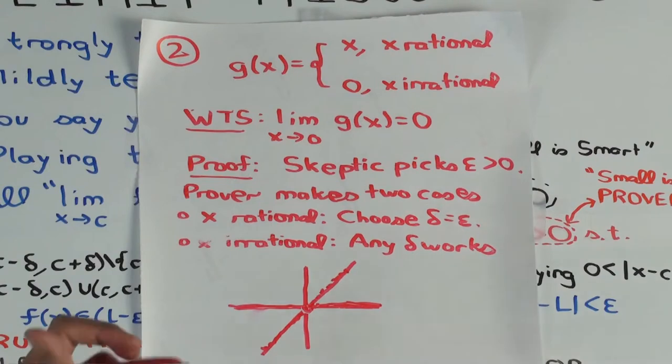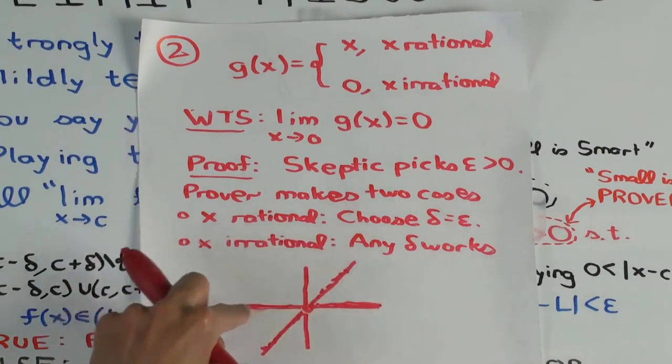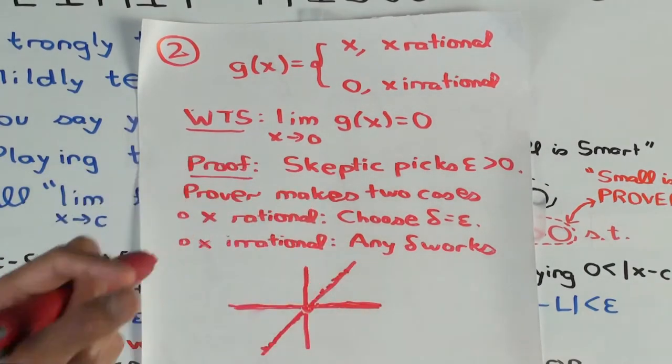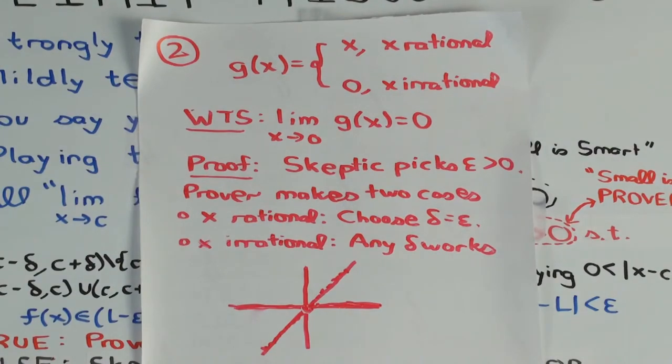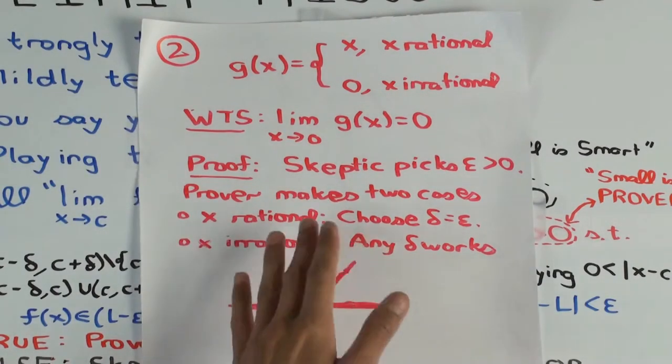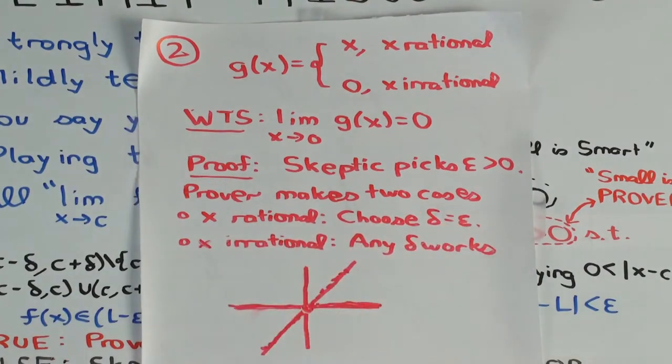For irrational x, if the skeptic's planning to choose an irrational x, then the prover can just choose any delta, actually. You just fix a delta in advance, like delta is 1 or something. Because if x is irrational, then it's like a constant function, and therefore for any delta, the function is trapped within epsilon distance of the claimed limit 0. Okay? So the prover makes two cases based on whether the skeptic is going to pick a rational or an irrational x, and based on that, if it's rational, this is the prover strategy. If it's irrational, then the prover can just pick any delta. So can you tell me what's wrong with this proof?